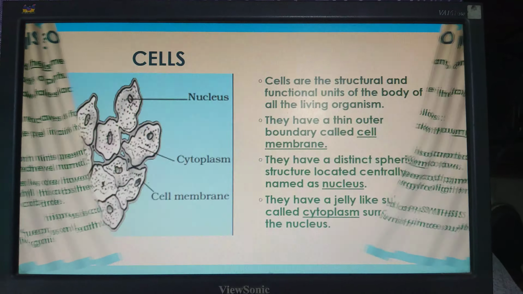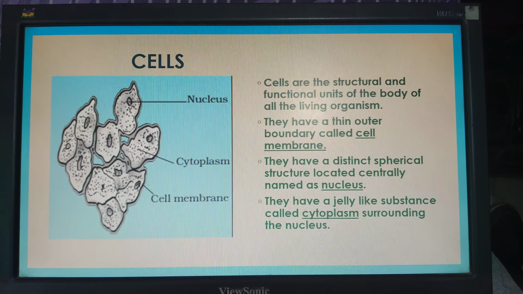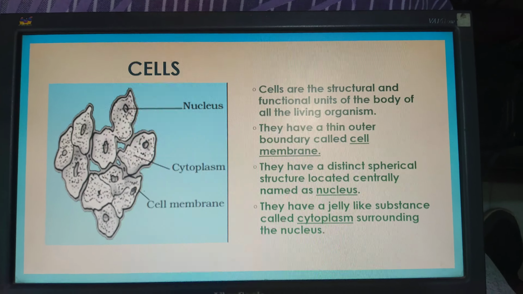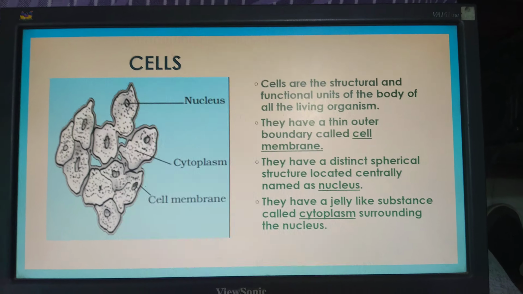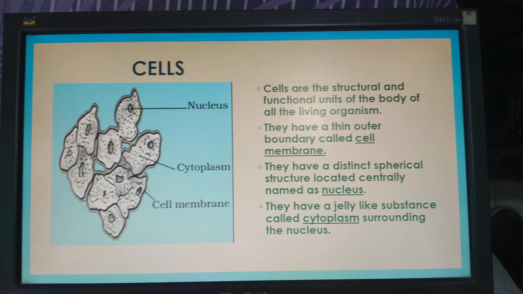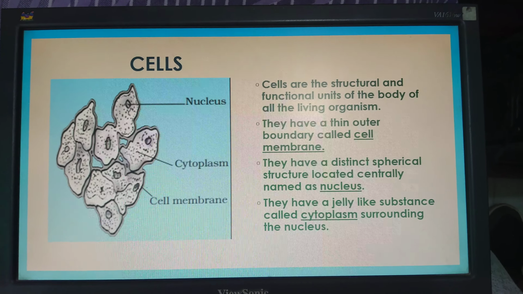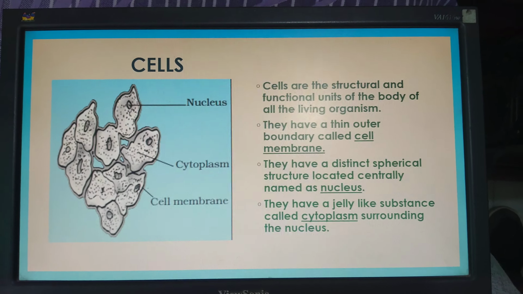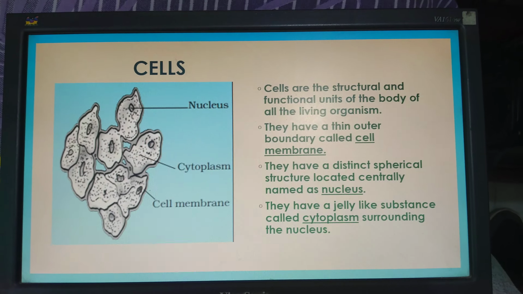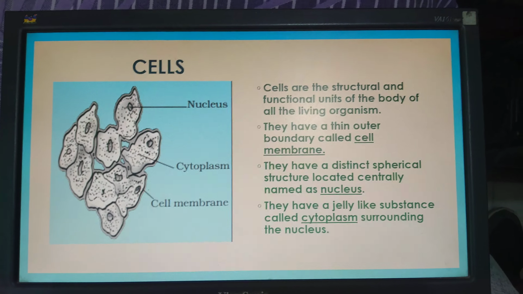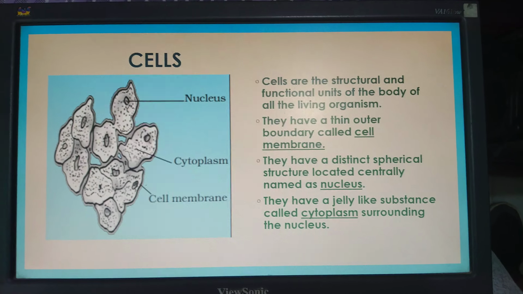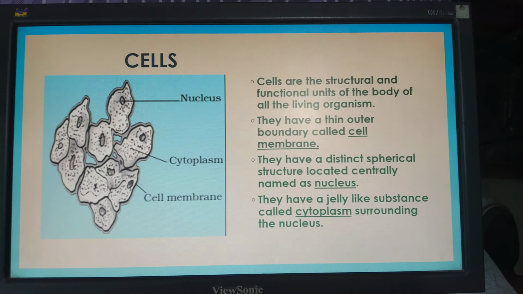Now the next topic, that is cells. Cells are the structural and functional units of the body of all living organisms. They have a thin outer boundary called the cell membrane. They have a distinct spherical structure located centrally, named the nucleus. They have a jelly-like substance called cytoplasm surrounding the nucleus.